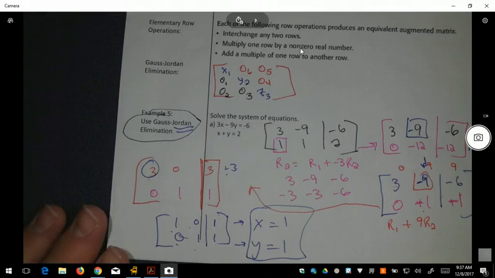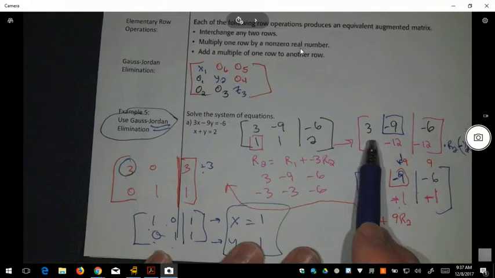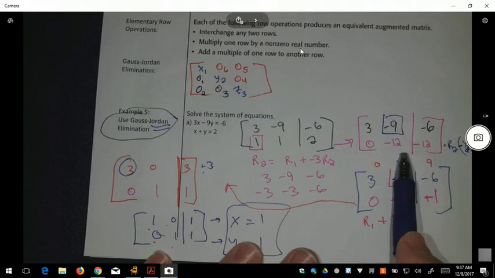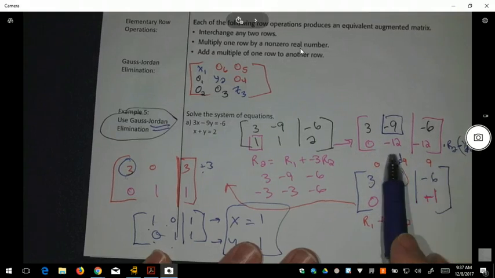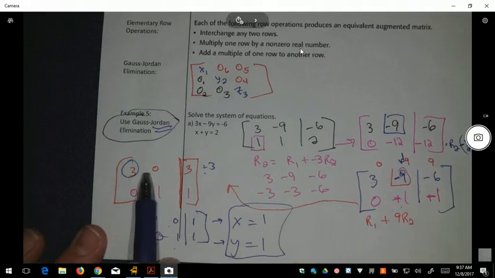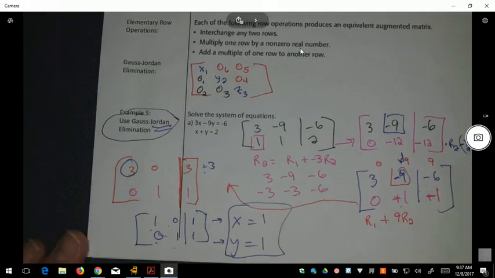So again, the process is, like yesterday, get triangular form. But this time we're not dividing these unless they go in evenly. Then get a 0 up here, and then divide by the coefficients so we can get our answers directly.